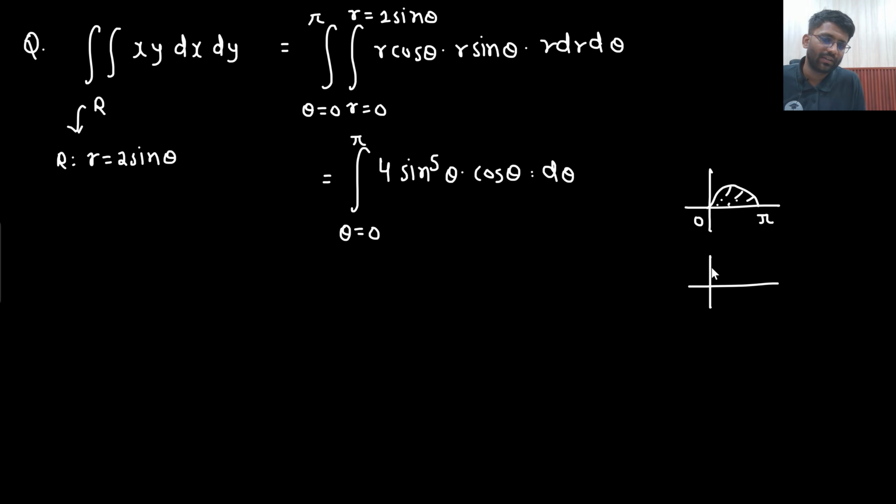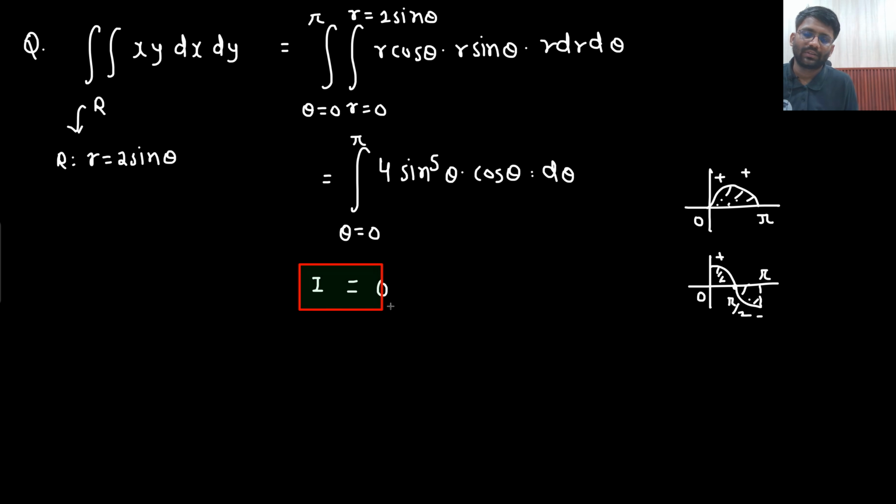But what about cos theta? Cos theta is going from 0 to pi by 2, then pi by 2 to pi. The same scenario, ditto. Positive area, positive area, then positive area, negative area. Both cancel out each other. The answer is 0. So what is the answer you are getting? Answer is 0 only.